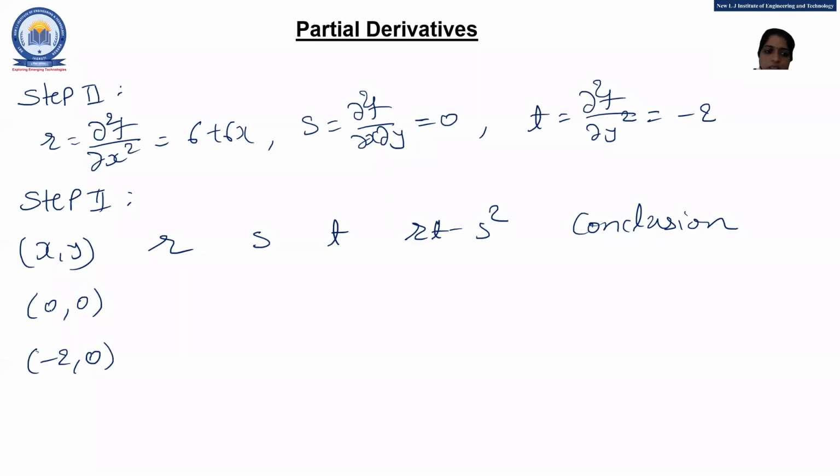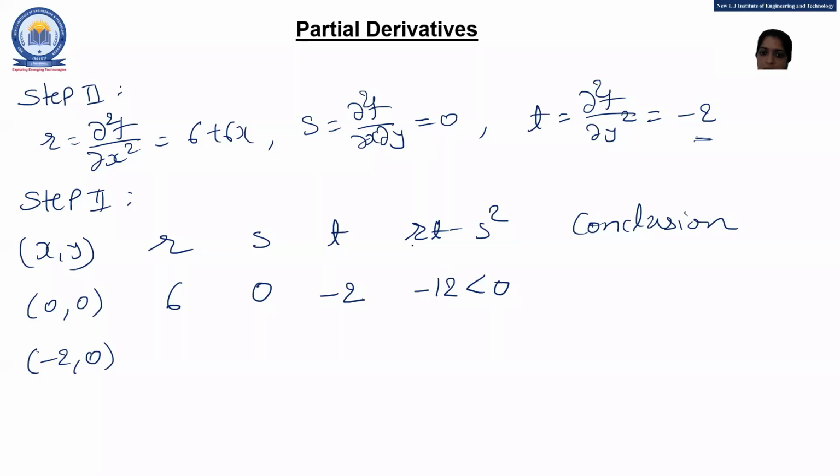So for the first stationary point, 0, 0, what is my R? If I substitute 0 in this R, 6 plus 0, so my R is 6. S itself is 0. T is the constant value, that is -2, right? Now for the first stationary point 0, 0, I have all three values R, S and T, that is 6, 0 and -2. So RT minus S square is 6 into -2, that is -12 minus 0. So this one is -12, which is less than 0.